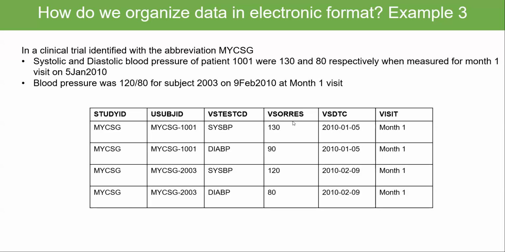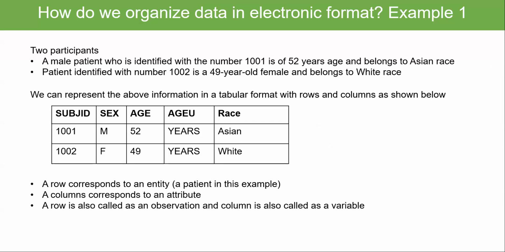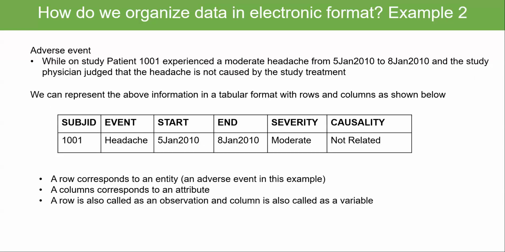So we have the information of systolic blood pressure and diastolic blood pressure results in a variable named original result, VSORRES, and the date when that test is being performed is stored in a variable or column named VSDTC, and the visit label associated with that is stored in a variable named visit1. So whatever data that is being collected, we will have to organize that in a tabular format so that we can use that data in our machines or electronic systems to perform some analysis.